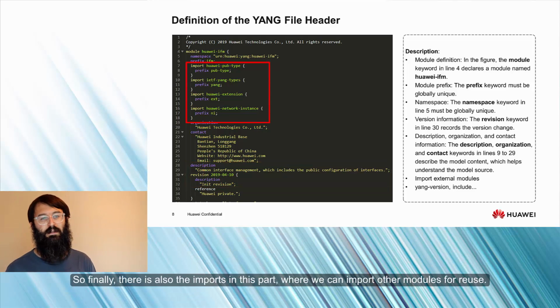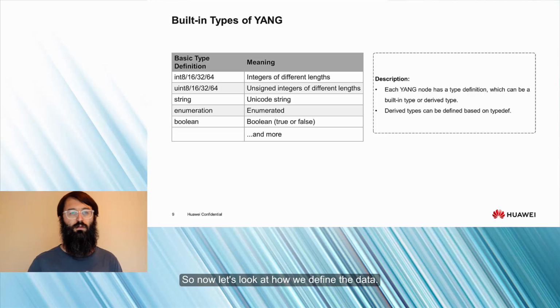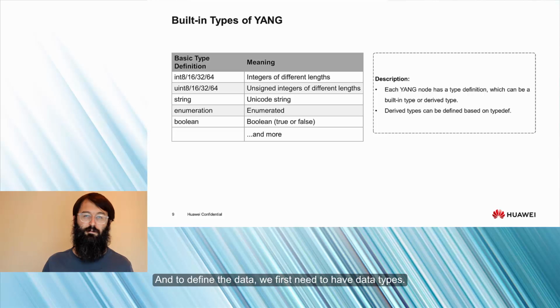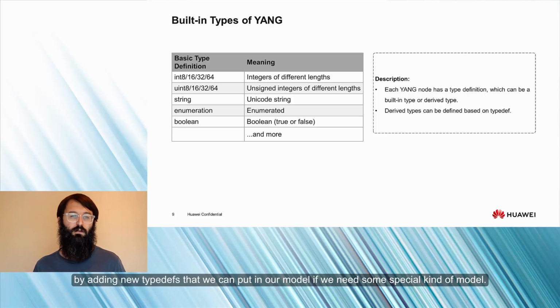So finally, there is also the import in this part, where you can import other modules from you. So now let's look at how we define the data. And to define the data, we first need to have data types. So the basic types are the ones that we find everywhere, and we can extend them if we want by adding new typedefs that we can put in our model if we need some special kind of model.